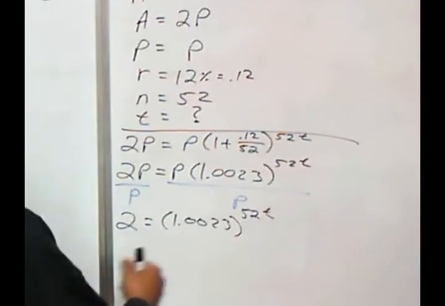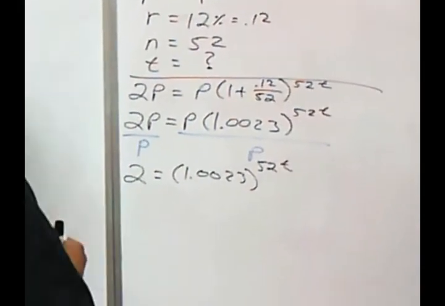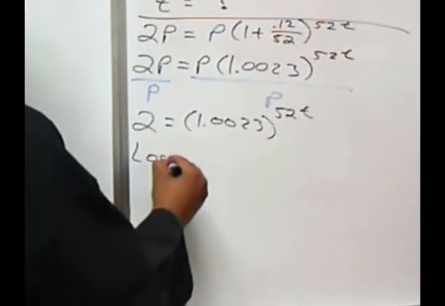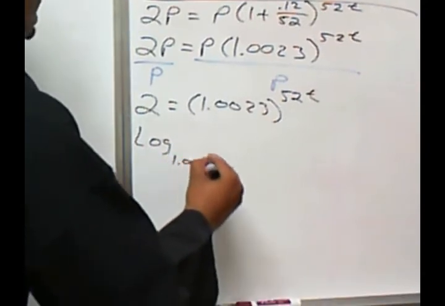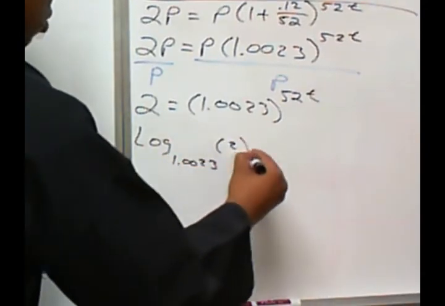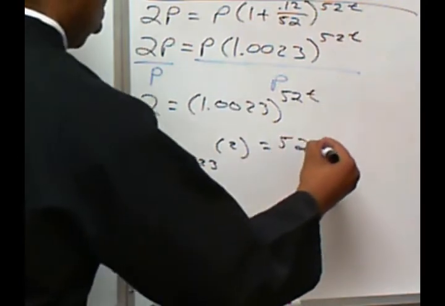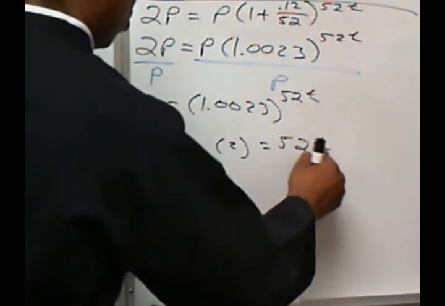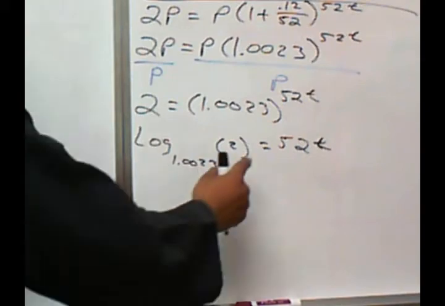Then to get rid of the base here, we're going to convert this to a logarithm. So this will be a log with a base of 1.0023 of 2 equals 52t. Thirdly, we're going to divide by 52.